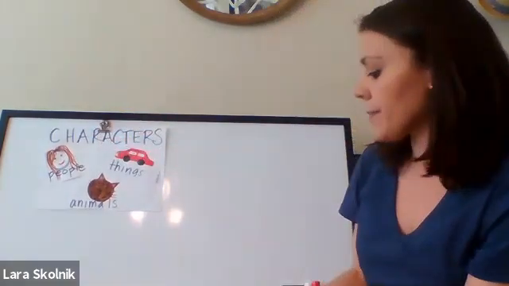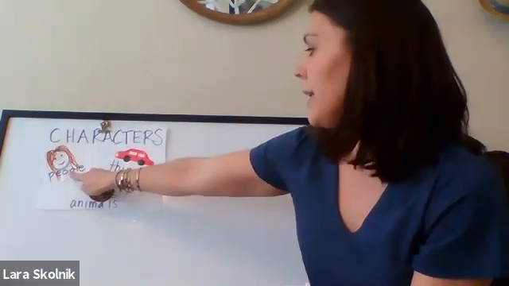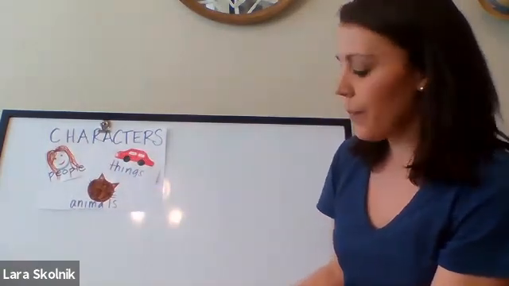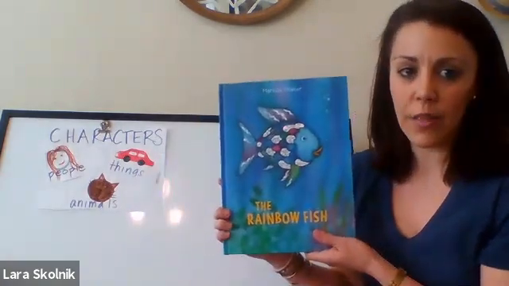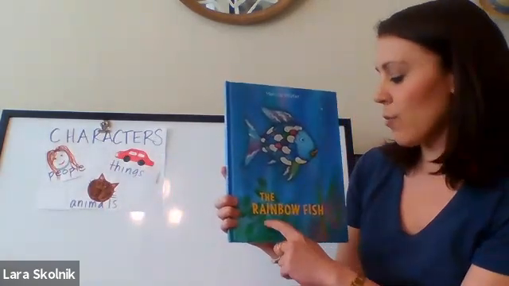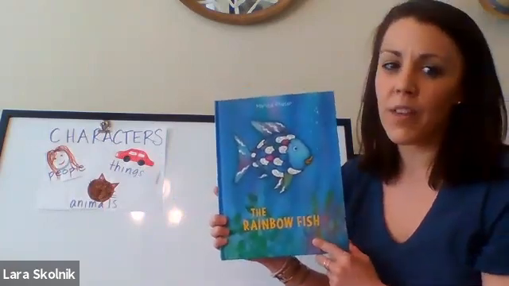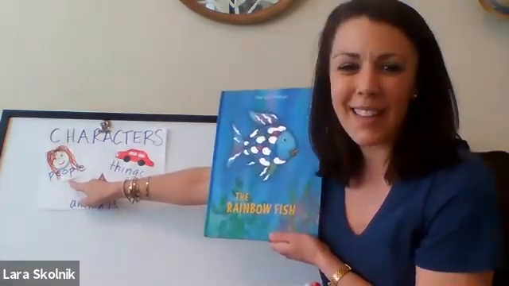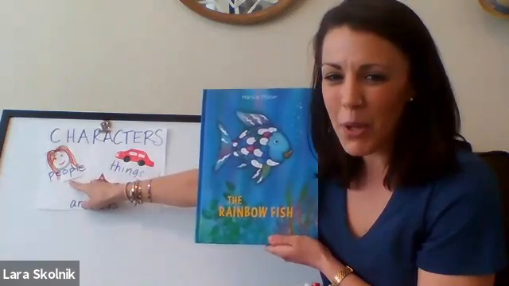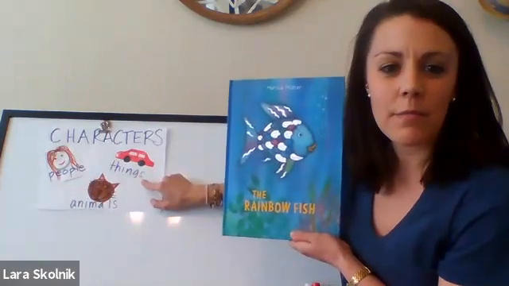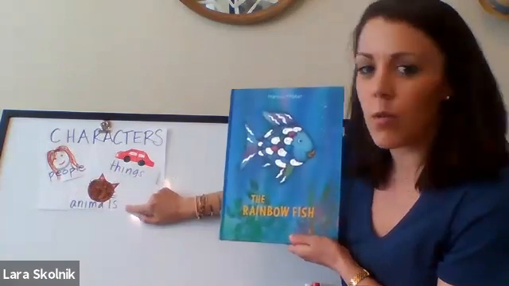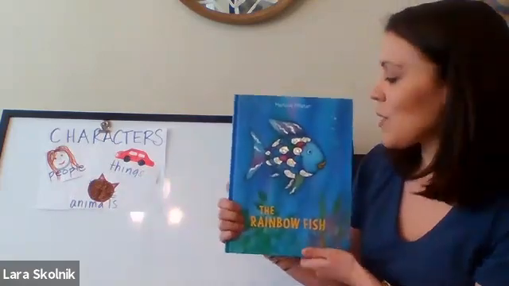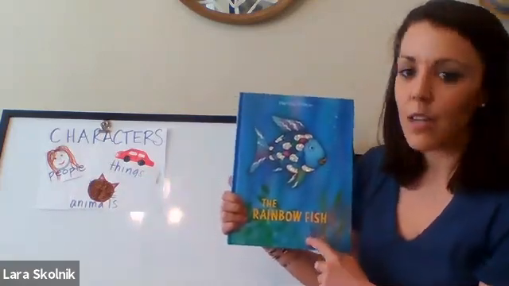So characters are either the people, the things, or the animals that our story is about. So just by looking at the picture clues on the front cover and by listening to the title, The Rainbow Fish, we can probably figure out which one of these three things the character is going to be. Do you think the character is going to be the person, the people? No. What about things? No. Do you think that this book is going to be about animals, or that character is going to be animals? Yeah, probably, because we can look at the picture clues and listen to the title for some clues.